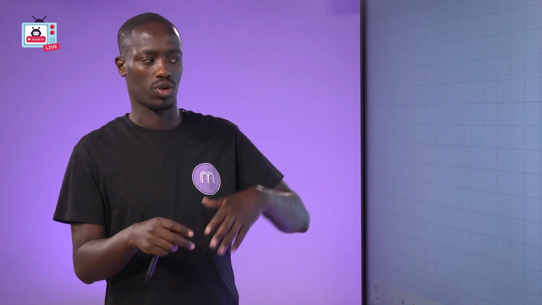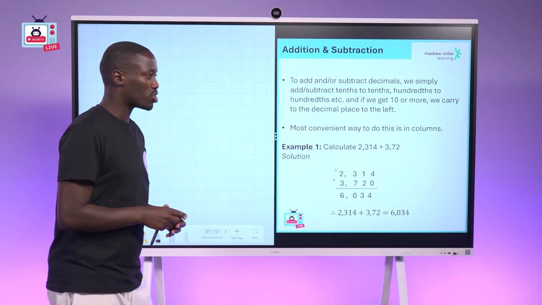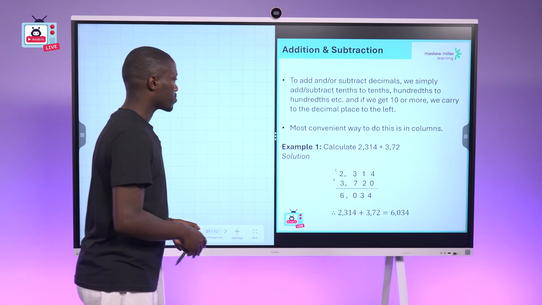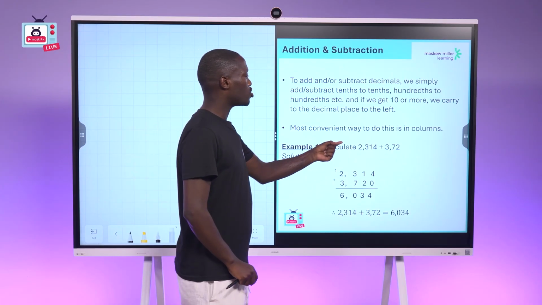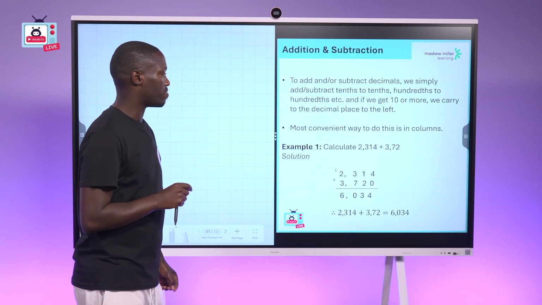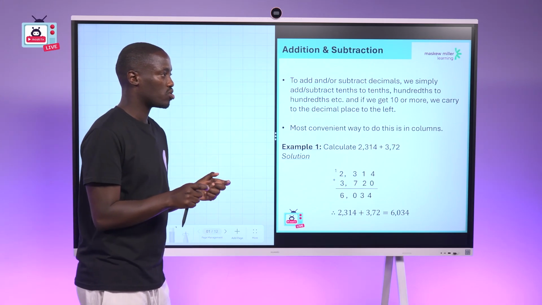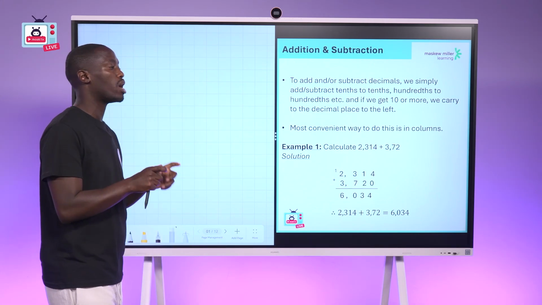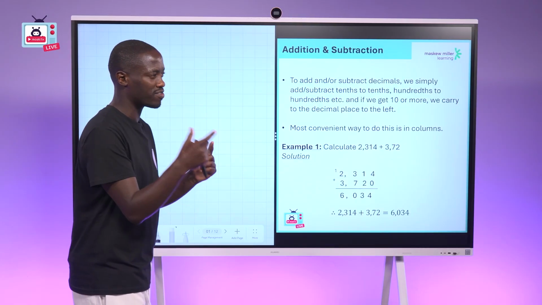And this shouldn't be strange to you because it's the same thing we've been doing with whole numbers. We're adding the tens together, the hundreds together, the thousands together, and the 10,000s together, and so on and so forth. That method, we used to call it the column method. Here's an example for it. I have here 2,314 plus 3,72. Remember, whenever you have to add or subtract, you need to have the same number of decimal places, same as when you have to compare.